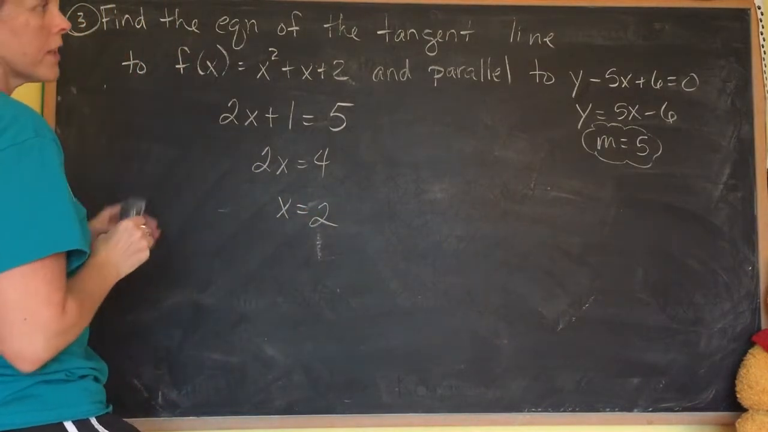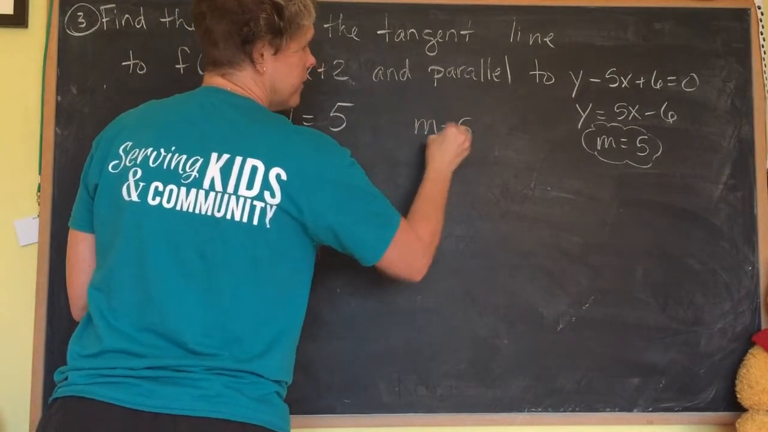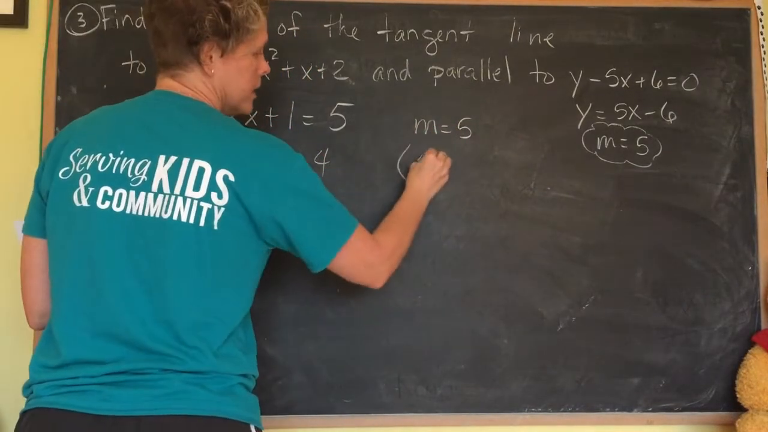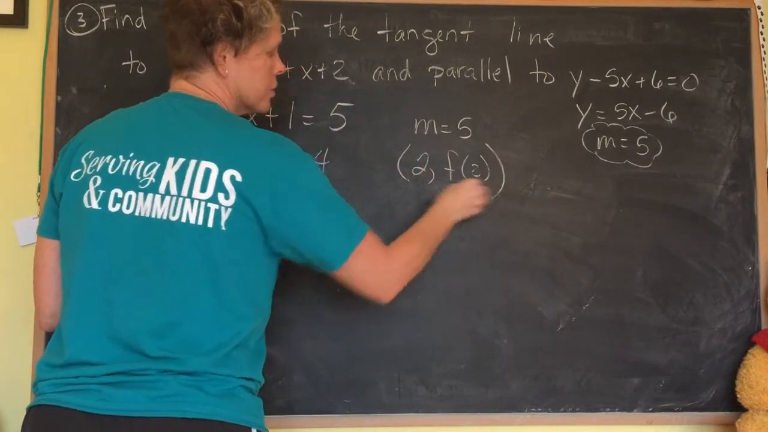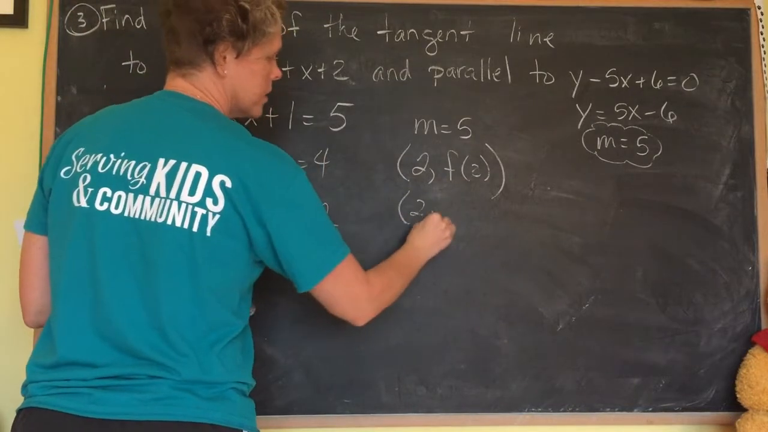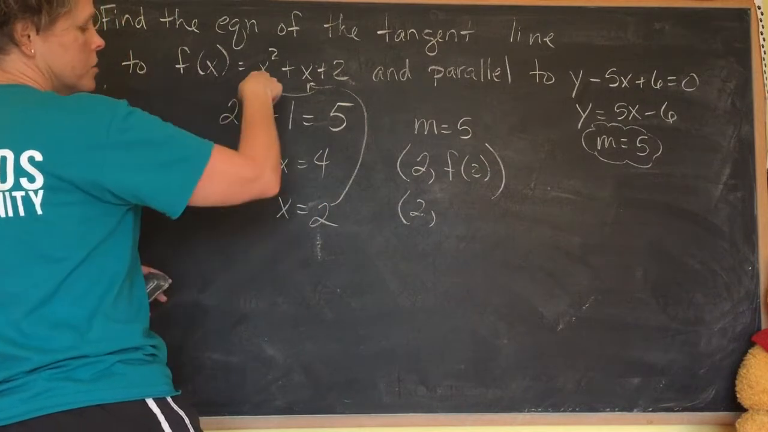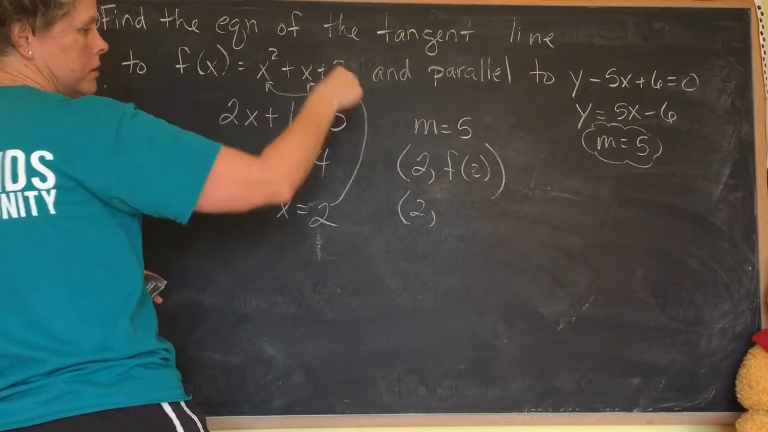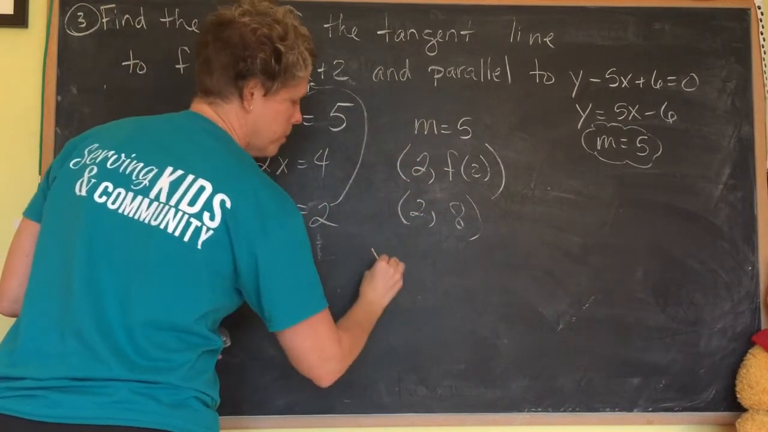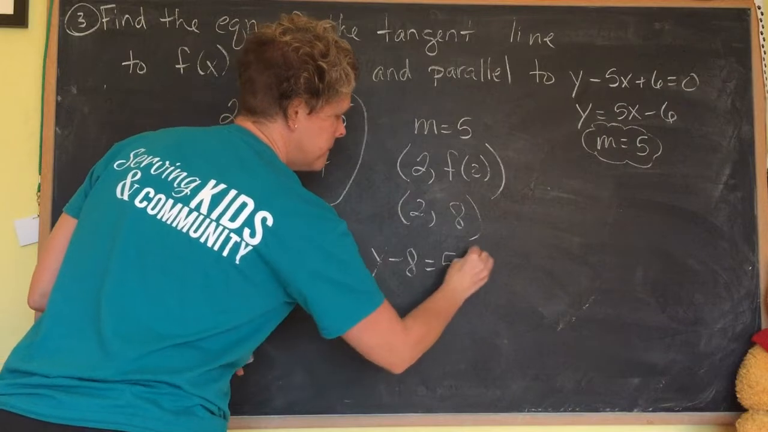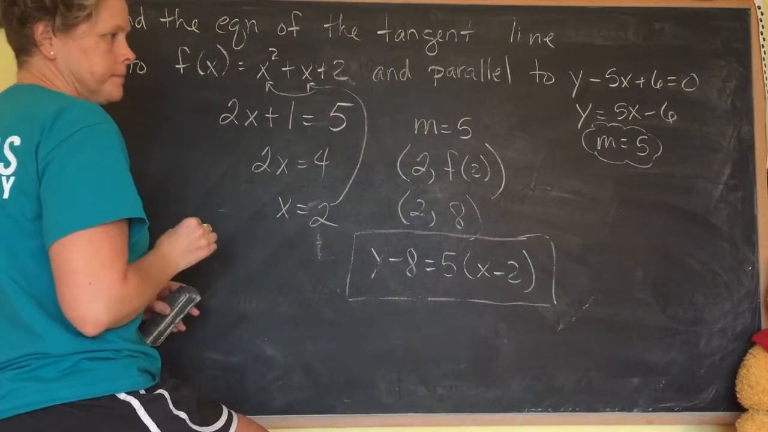All right, I want the equation of the tangent line. So to write the equation of a tangent line, you need 2 things. I need the slope, which is 5, and I need a point. So my point is 2, and then we need f of 2. So my point is really 2, and if I take 2 and plug it back into the original function, it's going to be 2 squared plus 2 plus 2. So I have 8. So now I have a point. Now I have a slope. And there's my equation of the tangent line.